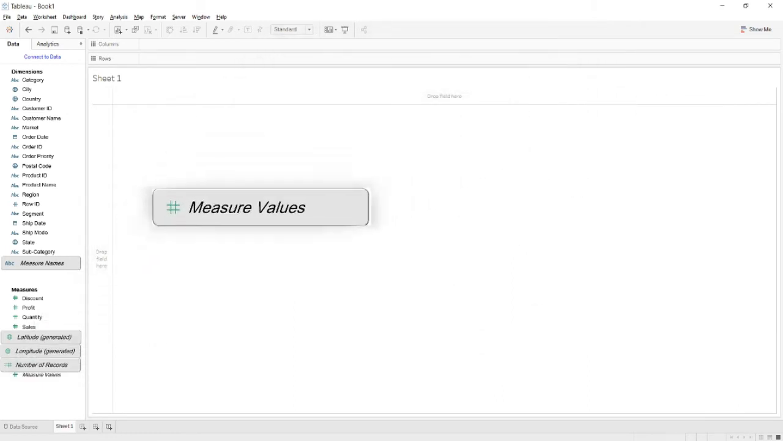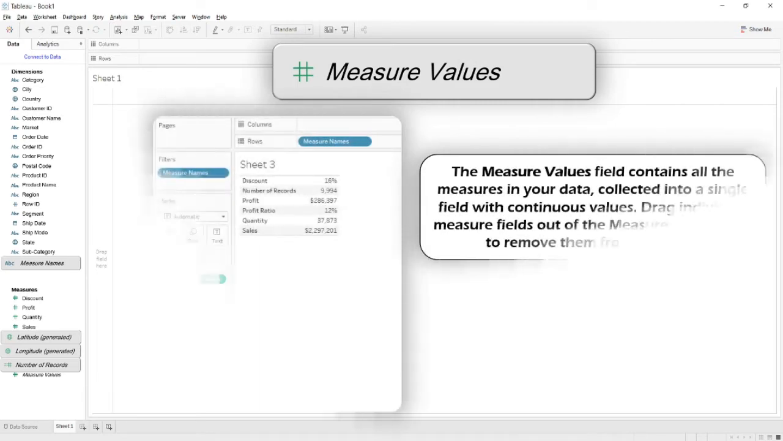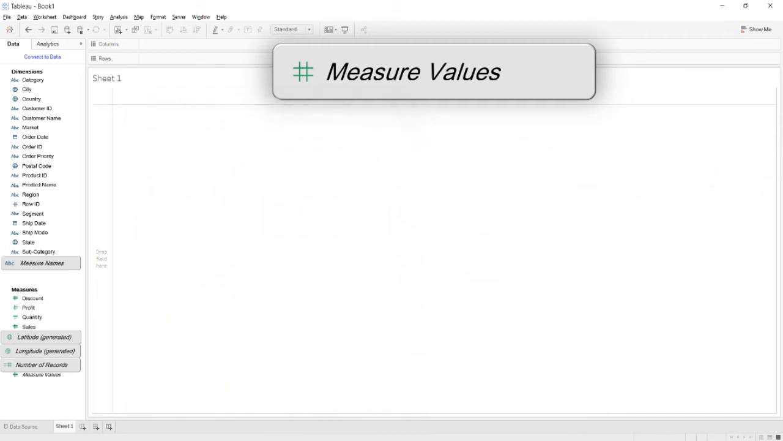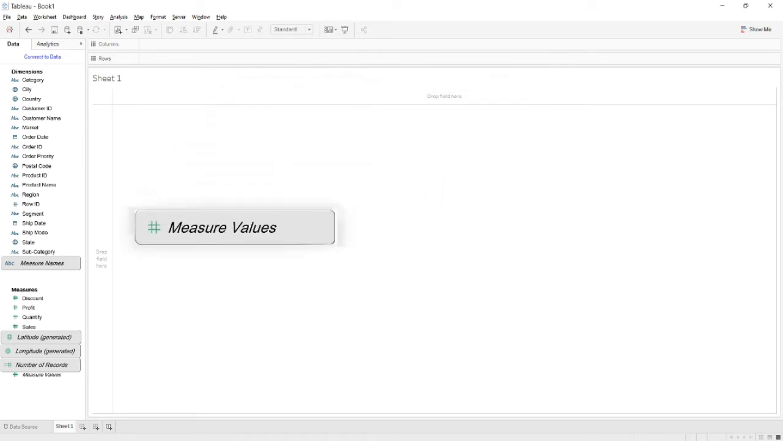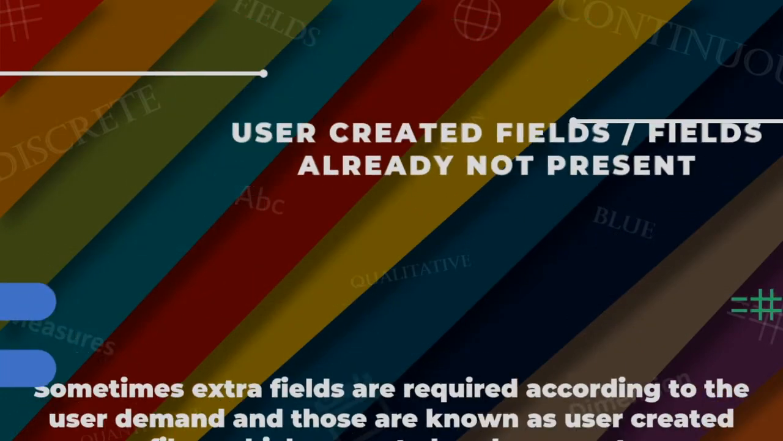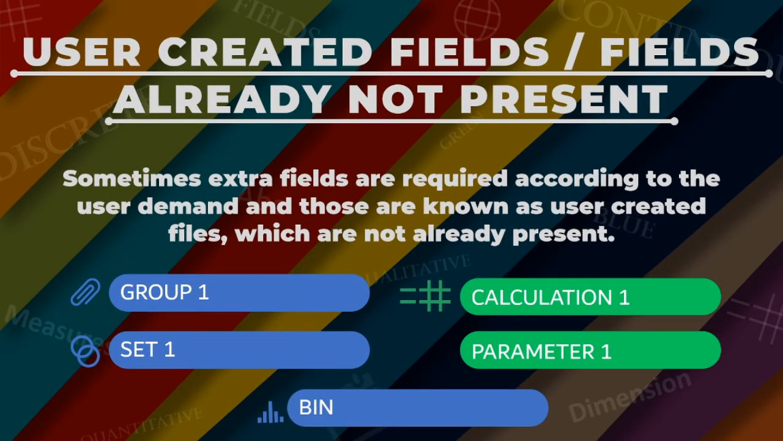Then we have measure values. This field would contain all the measures in your data, collected in a single field with continuous values. To use it, we need to drag individual measure fields. Then the next type of field we have are user created fields that are not always present.